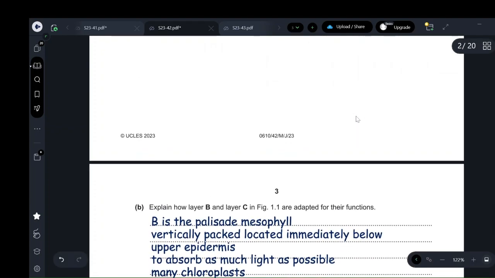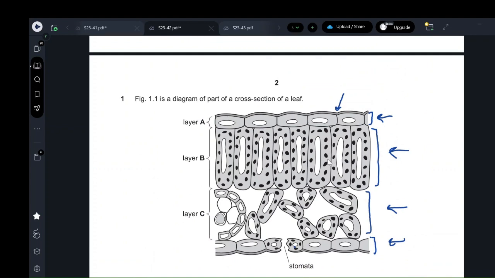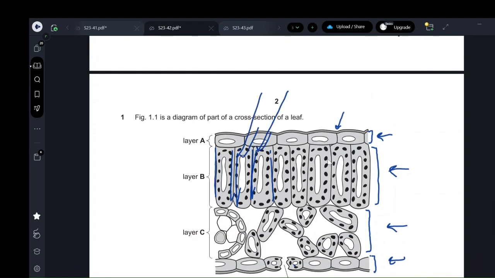Okay. Explain how layer B and C are adapted. The first mark is to tell him what layers B and C are. Layer B is the palisade mesophyll. Layer C is the spongy mesophyll. How are they adapted? Number one, the palisade is vertically arranged on the top side of the leaf. Why is this? To absorb as much sunlight as possible. They also have many chloroplasts to carry out the photosynthesis process.